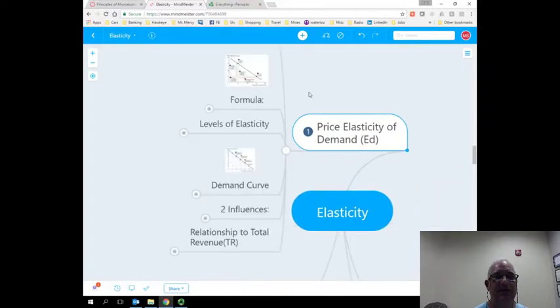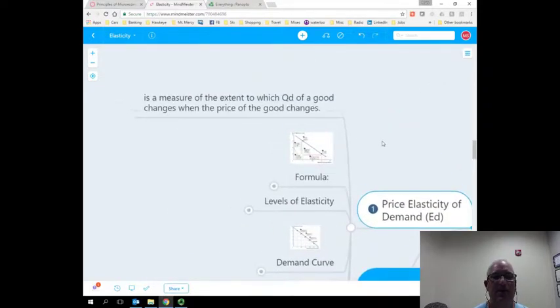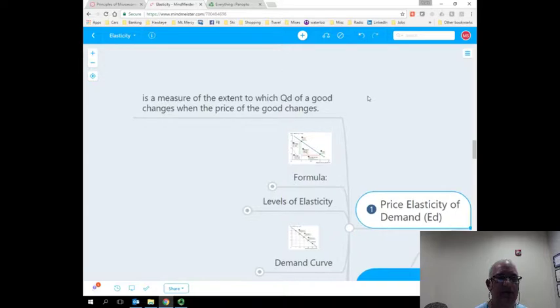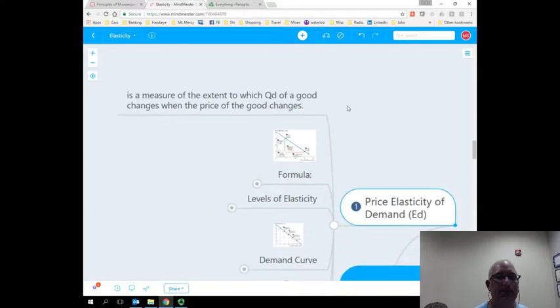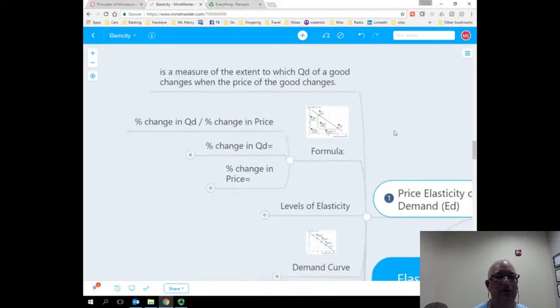price elasticity of demand. Okay, the price elasticity of demand is a measure of how much quantity demanded, which is QD, of a good changes when the price of the good changes. So again, it's a measure of the extent to which quantity demanded of a good changes when price of a good changes. And the way we calculate this is percentage change in quantity demanded over percentage change in price.